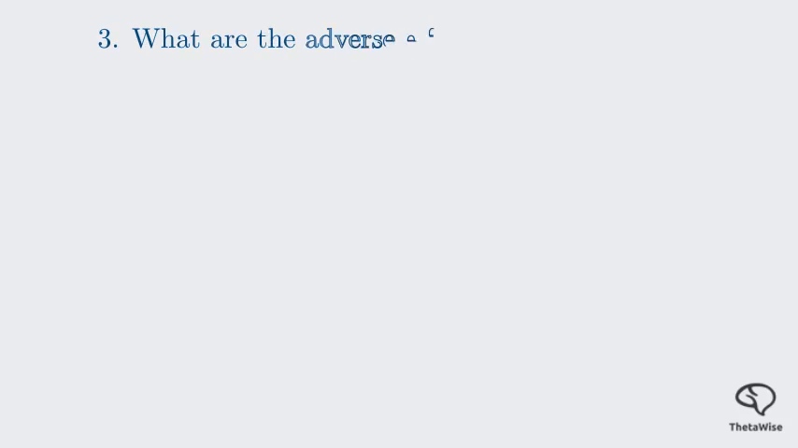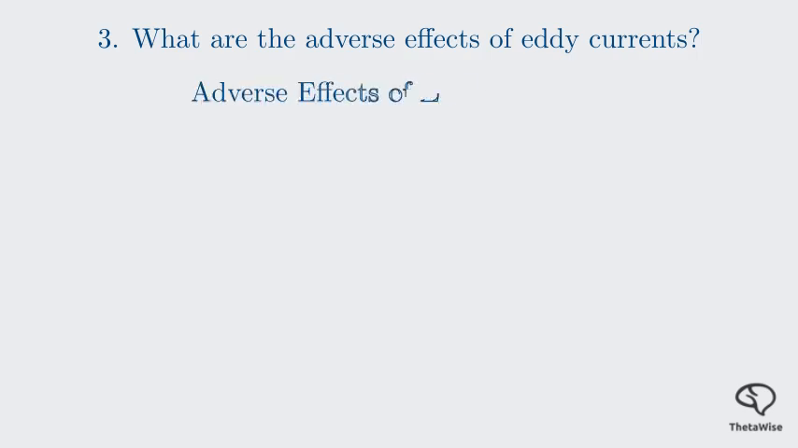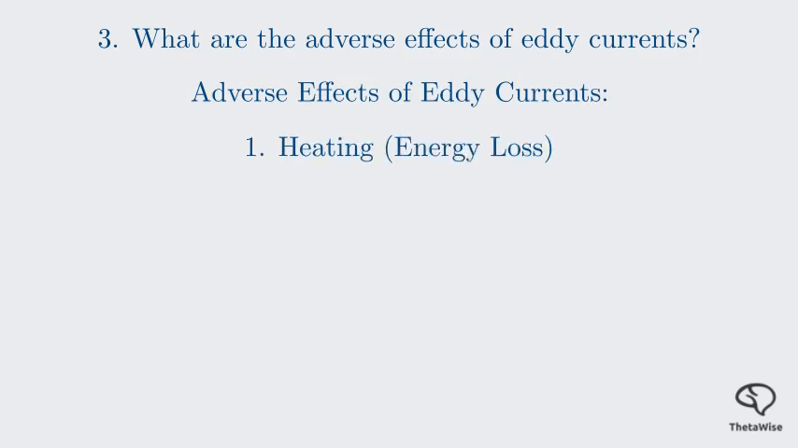Question 3 asks about the adverse effects of eddy currents. Eddy currents are small, localized circulating currents induced within the transformer's iron core by the changing magnetic flux. Because the core itself is a conductor, it experiences the same induction principle as the windings. These currents, however, do not flow through the useful turns of the coil. The first major adverse effect is heating. Eddy currents flow against the electrical resistance of the core material, converting electrical energy into heat. This is a waste of energy and can cause the transformer to overheat.